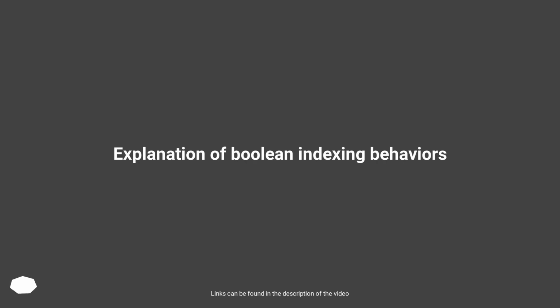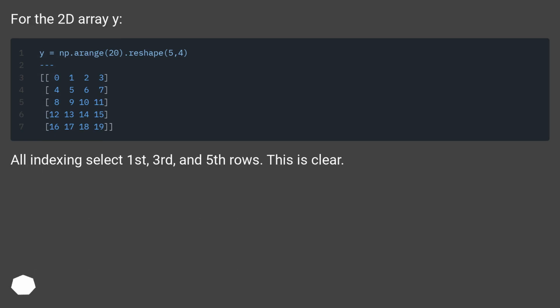Explanation of Boolean indexing behaviors. For the 2D array Y, all indexing selects the first, third, and fifth rows. This is clear.